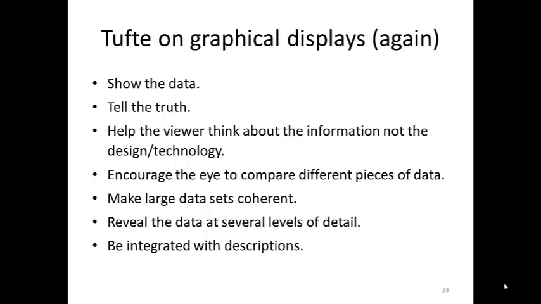That essentially means think about how you can, zooming in, see different things, or with selections you're able to see different things. You click on something and it highlights all of the other things that do a similar thing. That kind of thing is quite a good bit of interaction. And be integrated with descriptions.